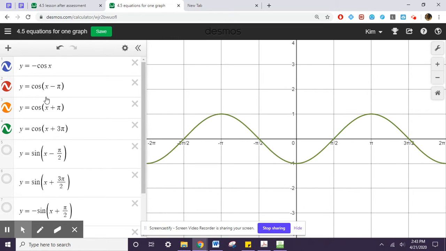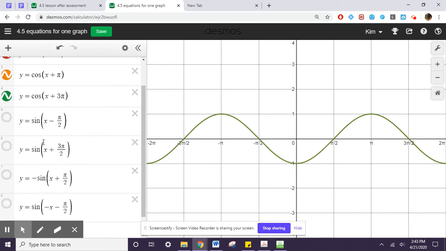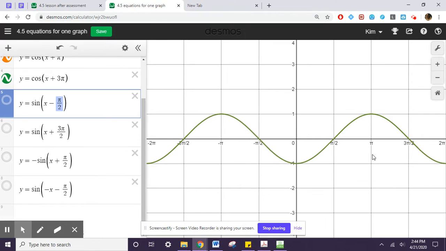So we can take cosine, and if we move it left and right just the right amount, we get the same graph as the negative cosine. So all of these are correct answers. And there are many, many more correct answers that involve cosine. You also can write this as sine. So if you look at this graph and you say, well, it looks like sine.